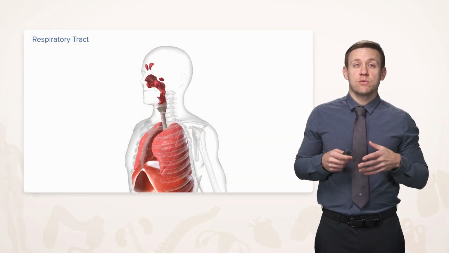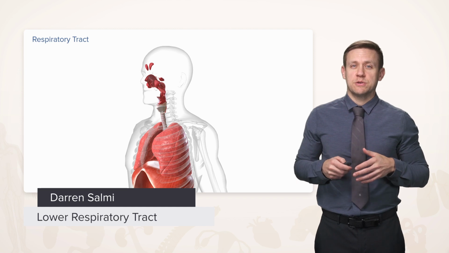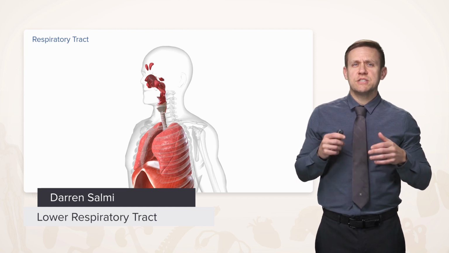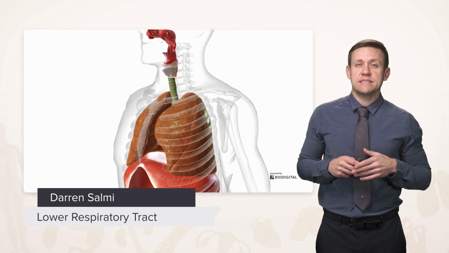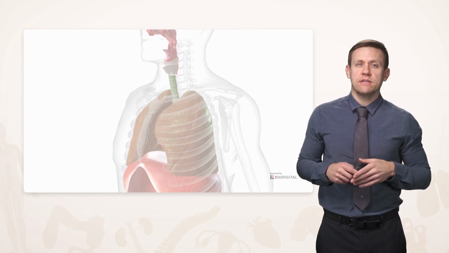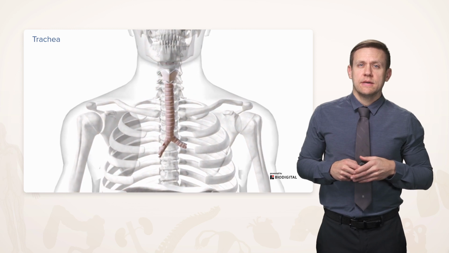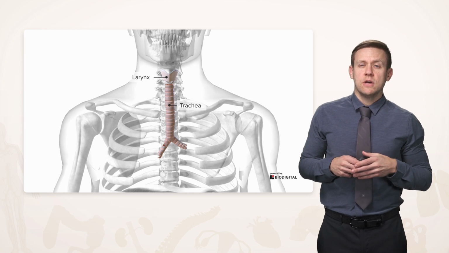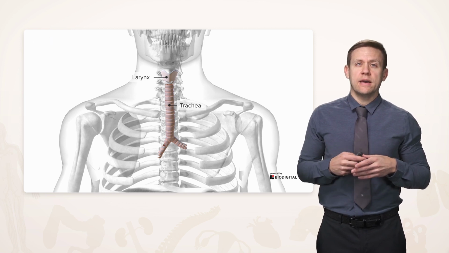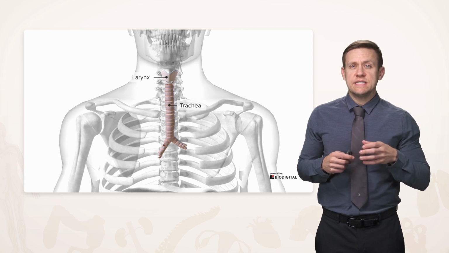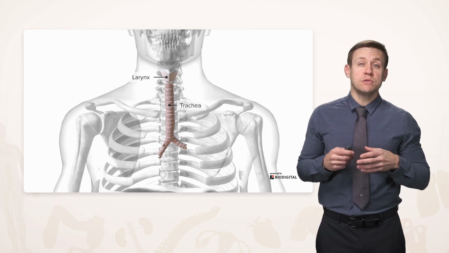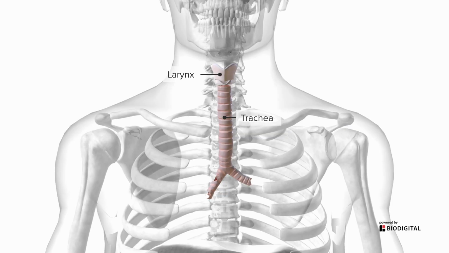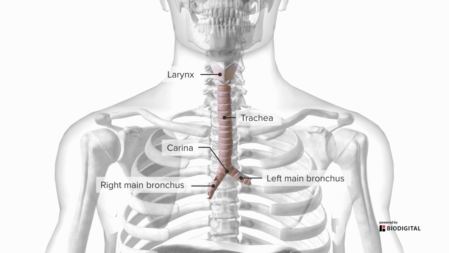Let's continue our discussion of the respiratory system by talking about the lower respiratory tract. We mentioned last time that the lower respiratory tract picks up after the larynx and begins with the trachea. The larynx, which is made of cartilage, connects to the trachea, which is also made of cartilage, although this cartilage doesn't go all the way around the airway. It's actually more of a C shape, with cartilage missing at the posterior portions. It then terminates at something called the carina, where it becomes the right main bronchus and the left main bronchus.